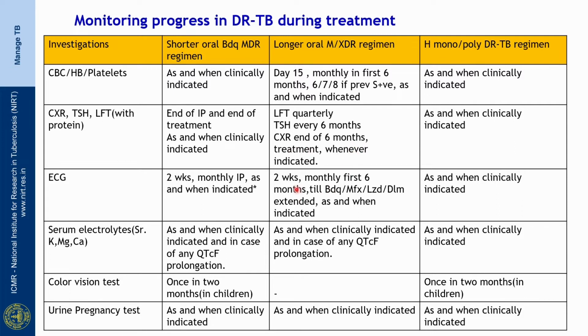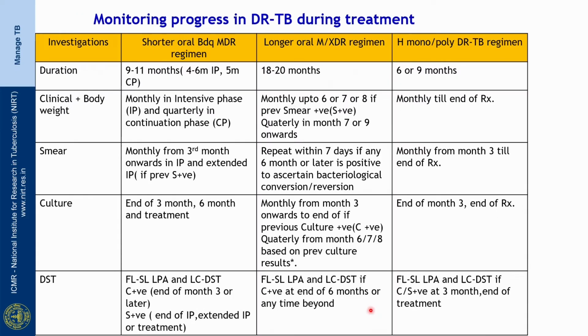ECG to be done at the end of 2 weeks, then monthly for the first 6 months, till BDQ, moxifloxacin, linezolid or delamanid is extended, and as and when needed. Electrolytes again whenever needed, especially if there is any QTc prolongation. Urine pregnancy test as and when clinically indicated.